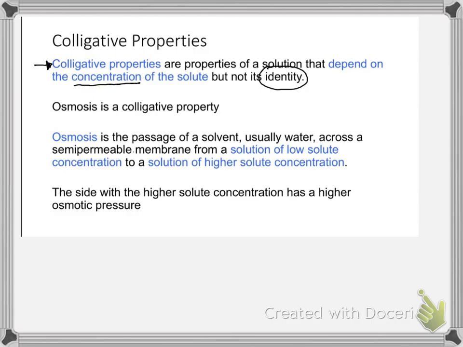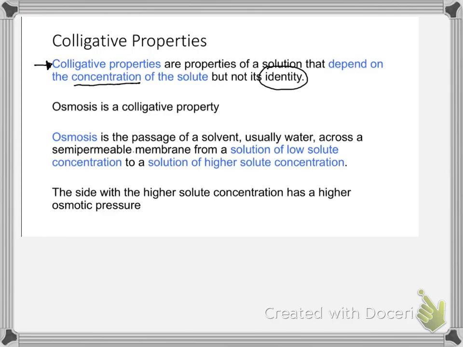So it's a property that depends on the concentration of the particles, but does not depend on what those particles are. They can be molecules, they can be ions. These properties don't care. All they care about is the concentration of the particles. Now, osmosis is a colligative property. So we're just going to look in this video at osmosis in general. And then on the next video, we'll see how this applies to red blood cells.